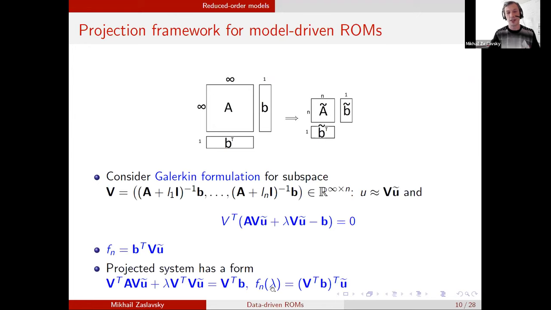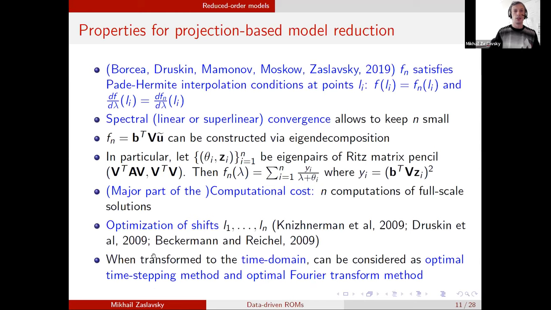And fn of lambda, which is like an approximation of our true transfer function, can be written in this form. So what are the properties here? First of all, we obtain that our transfer function is approximated at points L1, at our sampling points, as well as its derivative. So it essentially represents a Padé-Hermite interpolant.